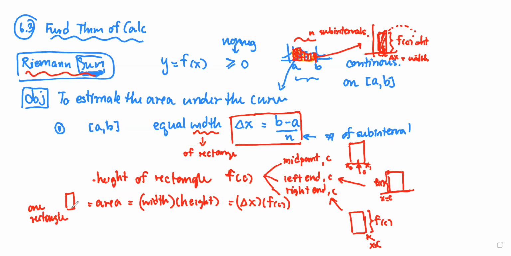But you have many of them. So the sum of all the rectangles is going to be the estimated value of the area under the curve. So this can be the sum of the width times the height, as a concept, and I'll wrap it up in a little bit.